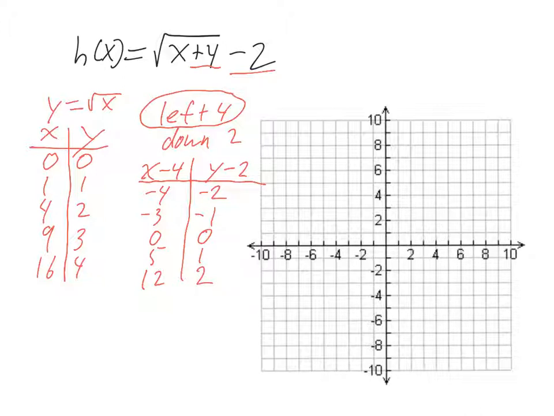Let's go ahead and graph those. So negative 4, negative 2 is right there, negative 3, negative 1, 0, 0, 5, 1, and again slightly off the graph but not as bad, 12, 2. And we see that familiar fade away shape.